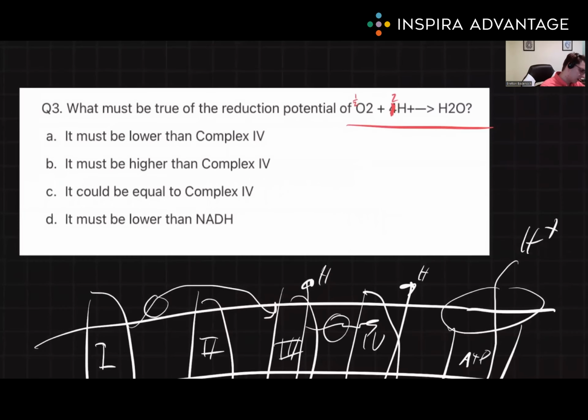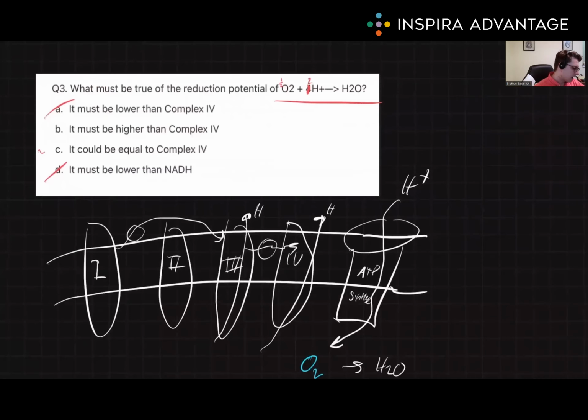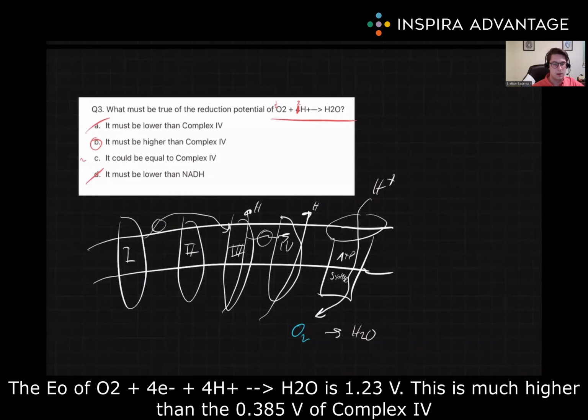So does anything match our prediction? Lower than complex 4, lower makes that a no for me. Equal to complex 4, maybe. D must be lower than NADH, that definitely won't work. B, higher than complex 4. I think higher than complex 4 makes the most sense. But can I prove that to you? To prove it, we would need the E cell values. So to prove this, you could look this up in a table, and you would see that the E cell of oxygen is quite a bit higher than the 0.385 we see in complex 4.